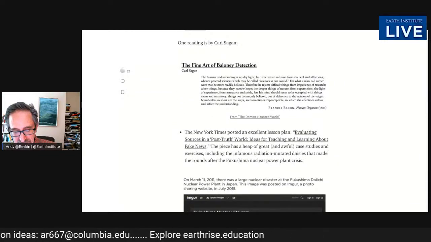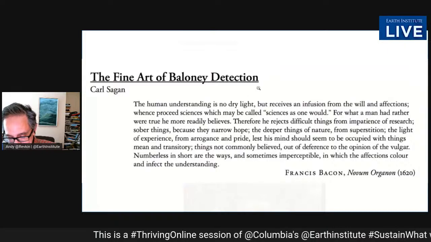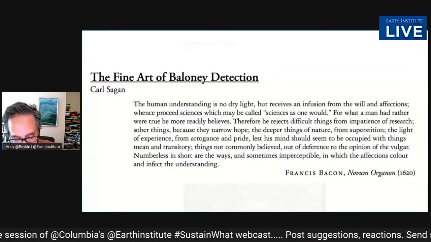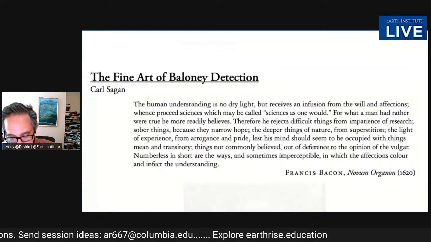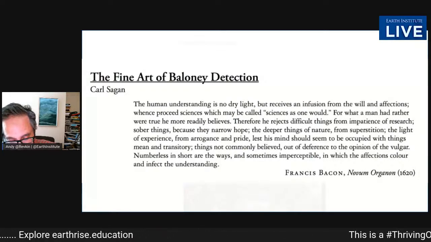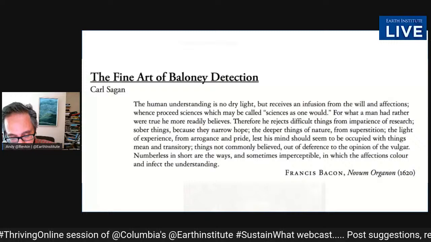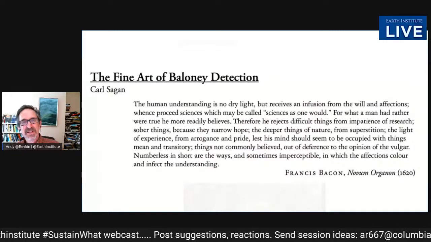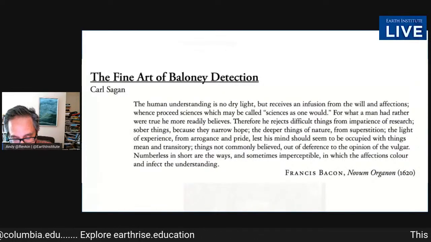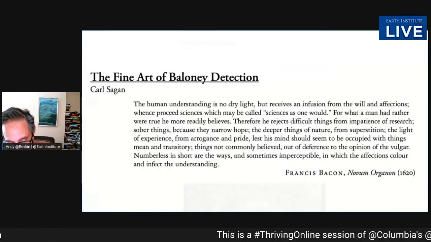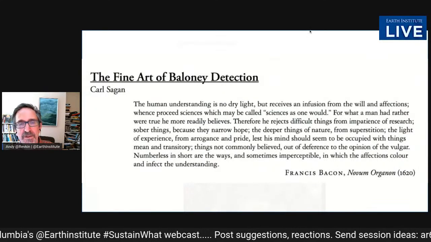Here's the fine art of baloney detection, which of course came from Carl Sagan way, way back. And you can see he's quoting Francis Bacon from 1620. "The human understanding is no dry light, but receives an infusion from the will and affections, whence proceed sciences which may be called sciences as one would. For what a man had rather were true, he more readily believes." That line is the key line. What a man or woman would rather have true, he more readily believes. That's what we now call confirmation bias, written in 1620. "Therefore, he rejects difficult things from impatience of research, sober things because they narrow hope, the deeper things of nature from superstition, the light of experience from arrogance and pride," etc., etc. So confirmation bias itself is something that has deep roots, the understanding thereof.